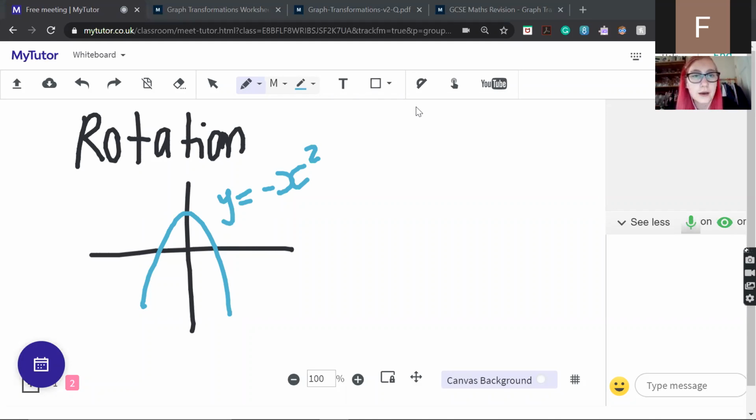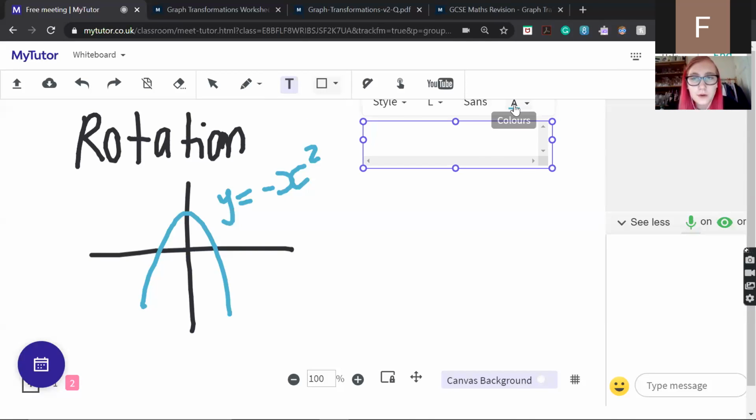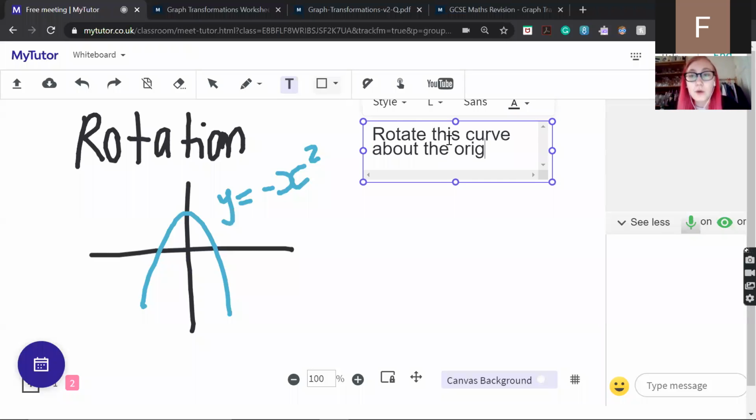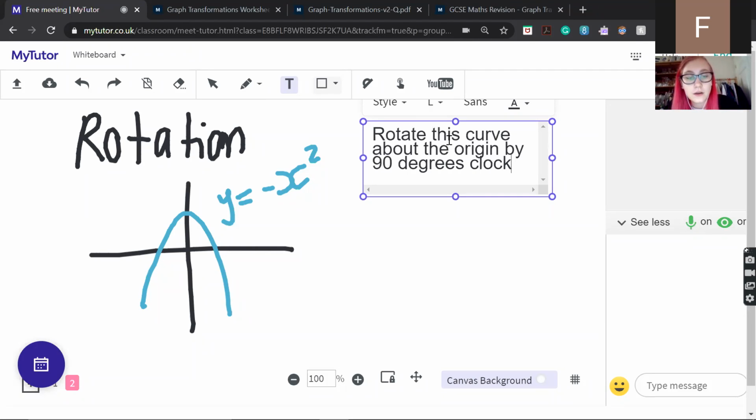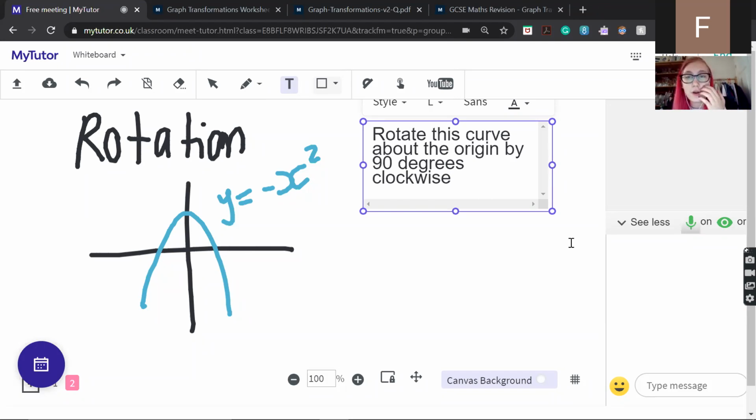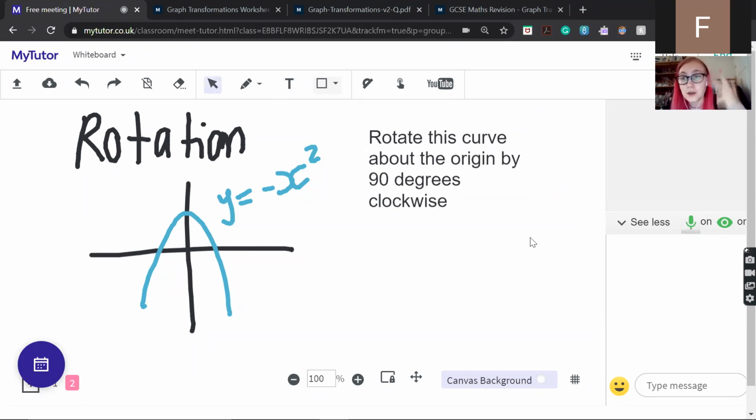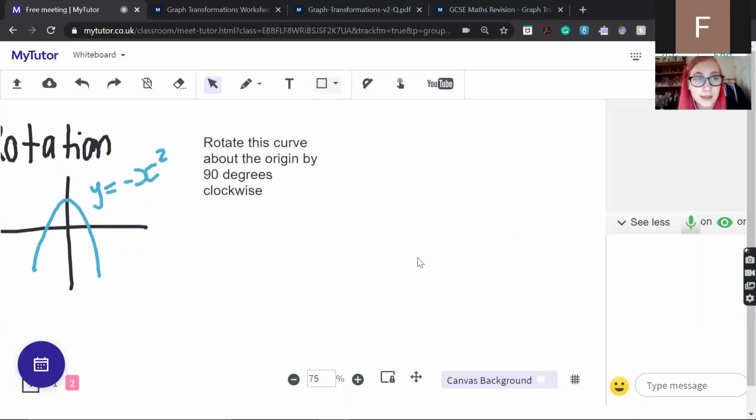And say we want to rotate this. Let's see, what could the question be? Rotate this curve, and I'll do it about 2 different points so that you can see what I mean. About the origin is kind of examiner's favourite. So rotate this curve about the origin by 90 degrees clockwise. So we can see we've got a lot of information there: about the origin, 90 degrees clockwise. So let's see what that gives us.